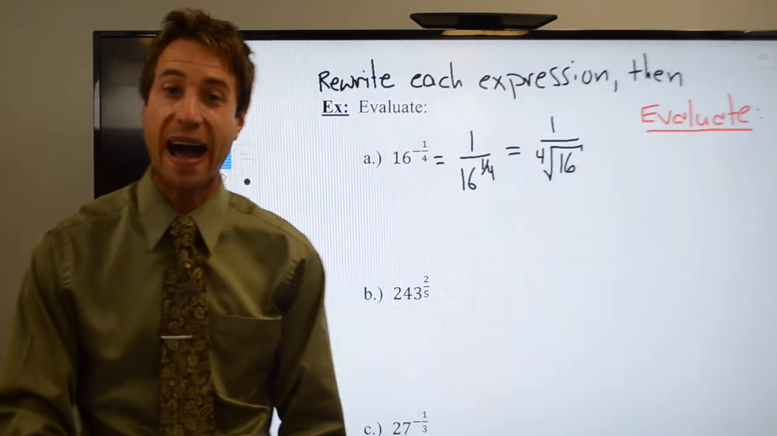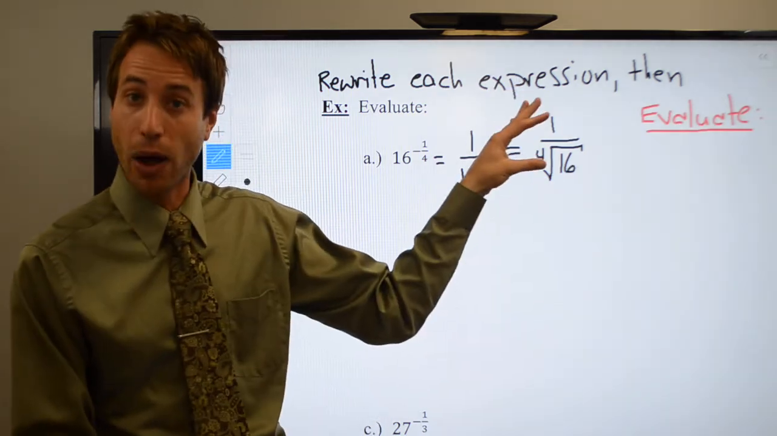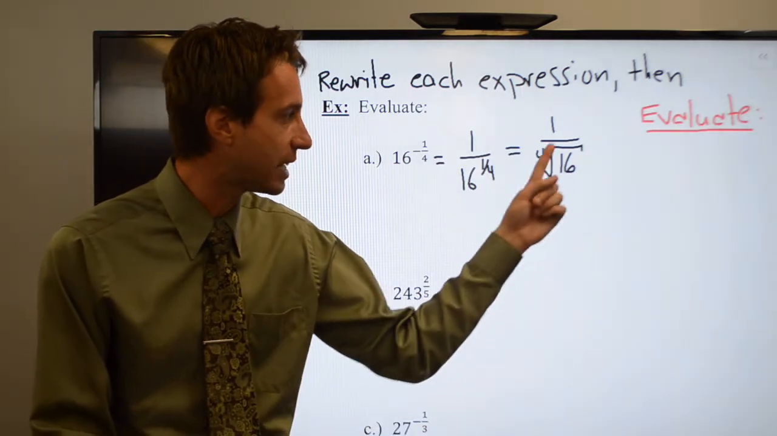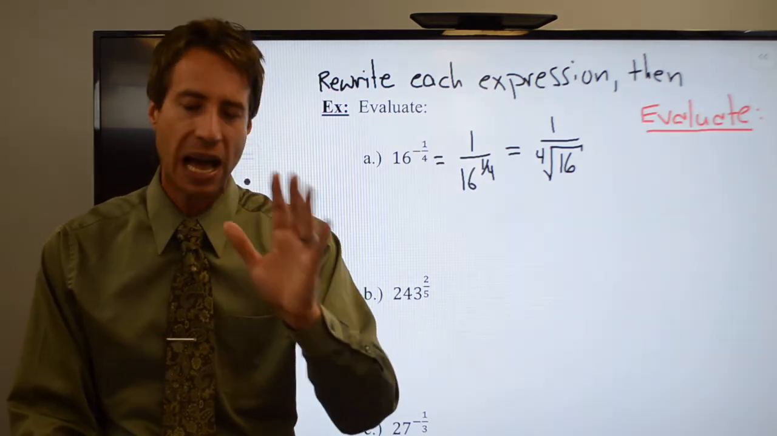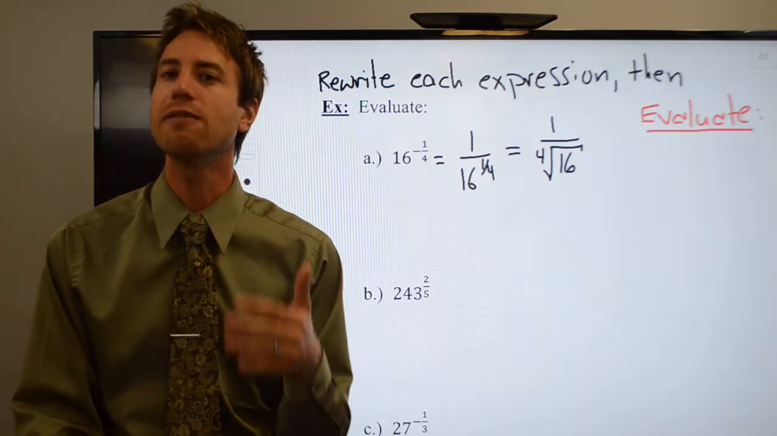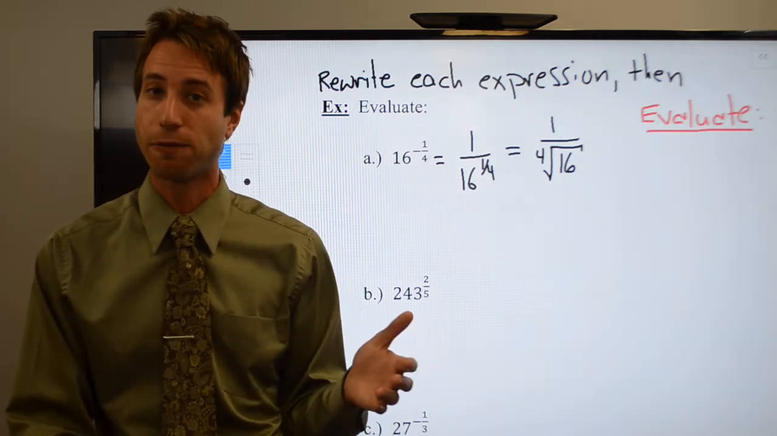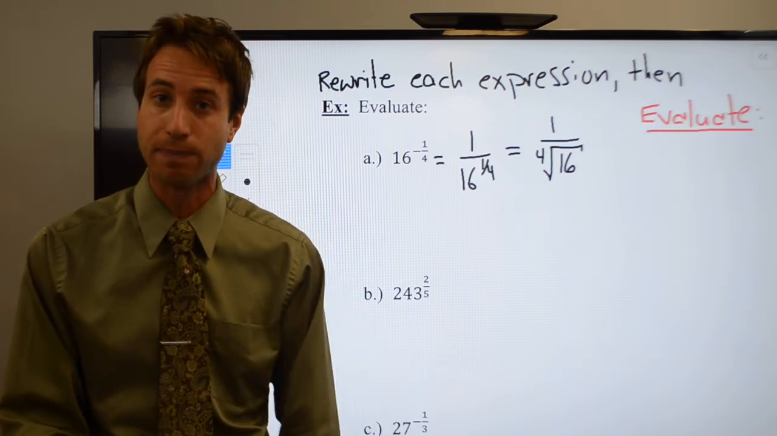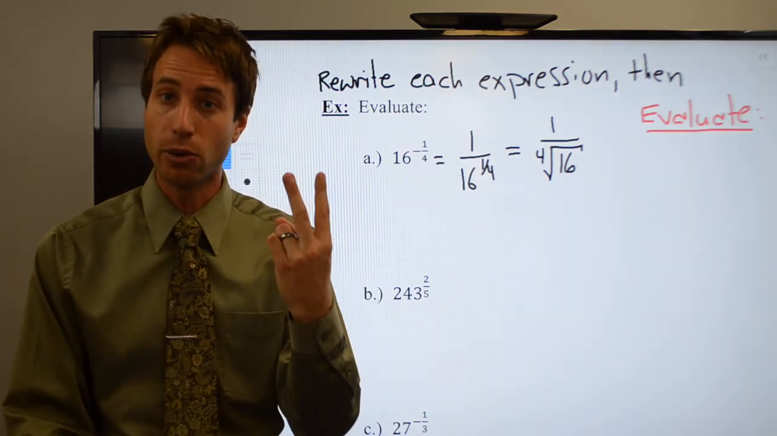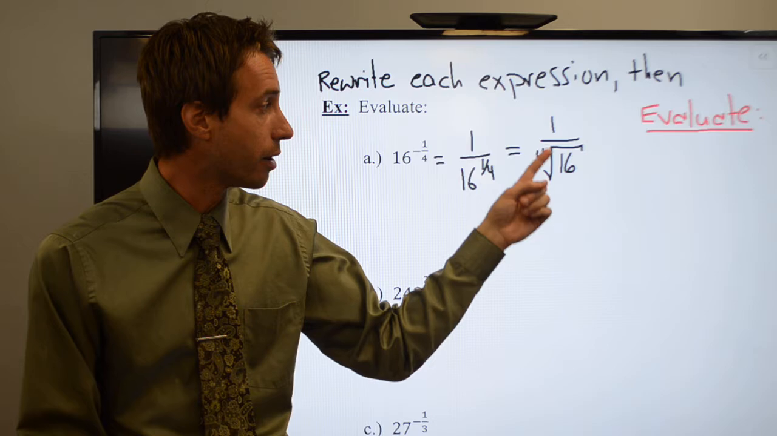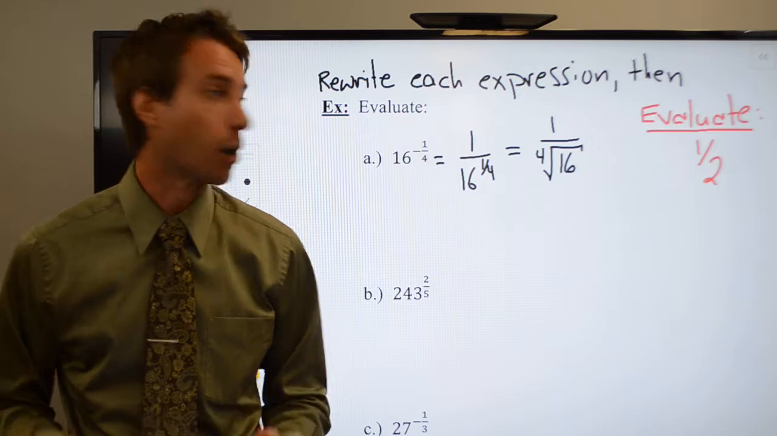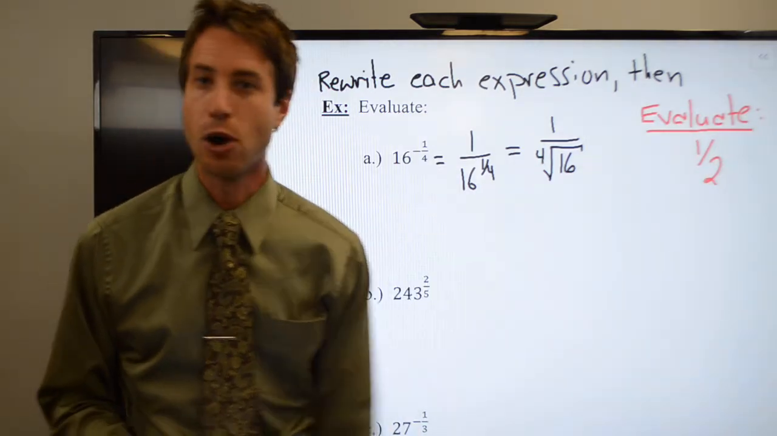In order to evaluate this, I've now rewritten it as a radical expression and I want to evaluate it. What I'm looking for is the 4th root of 16, which you absolutely can do on your calculator, but I think you're probably familiar with this one. You're looking for a number that if you raise it to the 4th power gets you 16, which would be a 2. So the 4th root of 16 is 2. But it's in the denominator, so I would have 1 over 2. This whole thing evaluates out to 1/2.